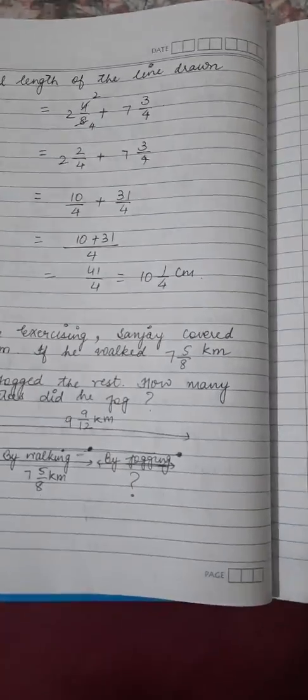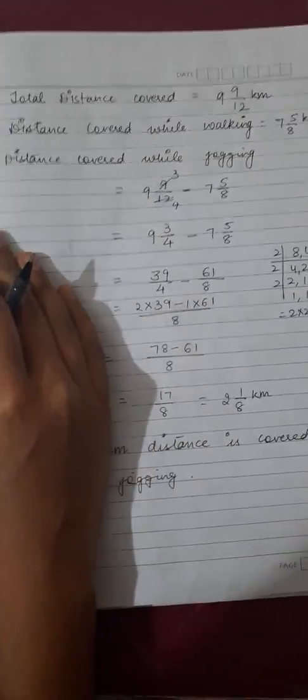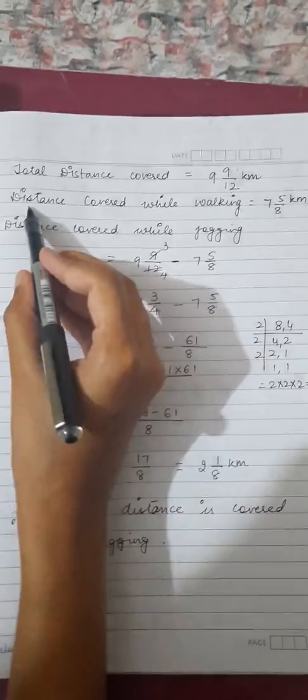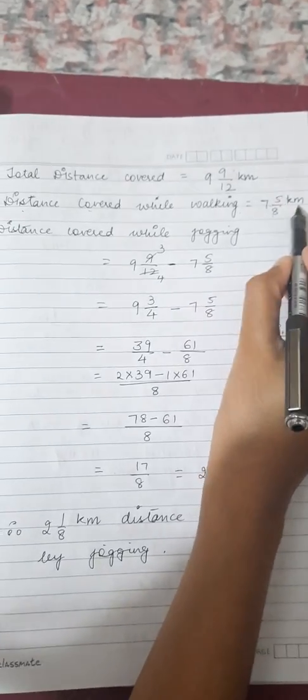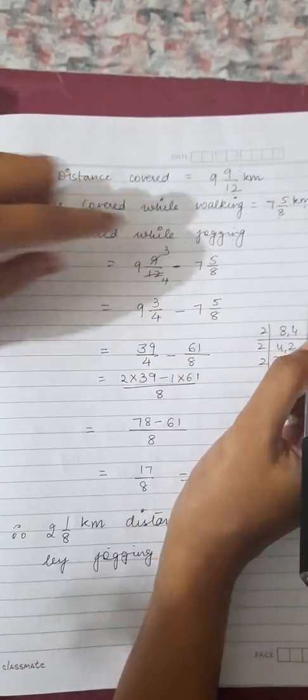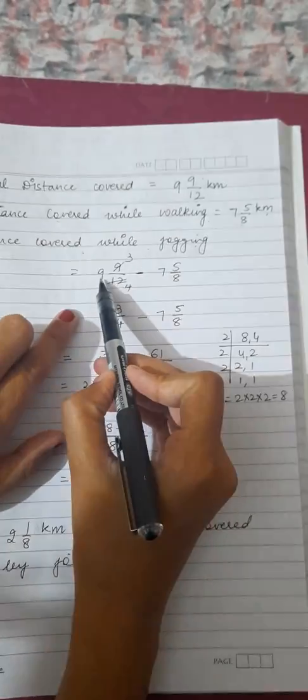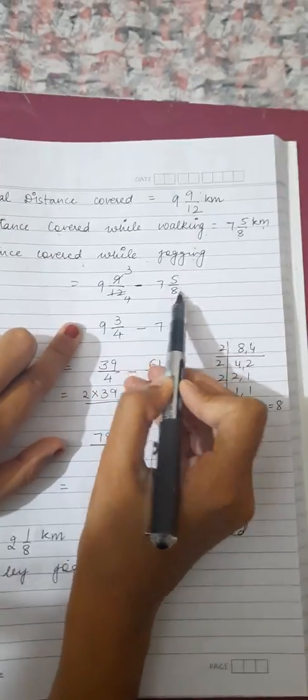And here also we are going to subtract. So let's see how we have to write this. Total distance covered is 9 upon 12 kilometers. Distance covered while walking is 7/5 upon 8. So the distance covered while jogging is going to be this, and this value I am going to subtract. So this will become 9 upon 12 minus 7/5 upon 8.